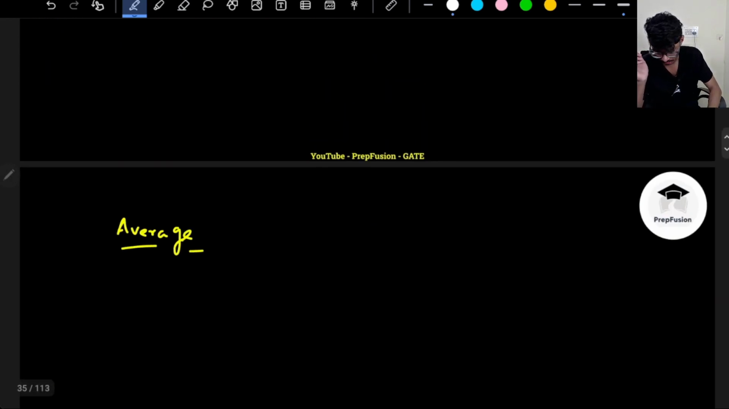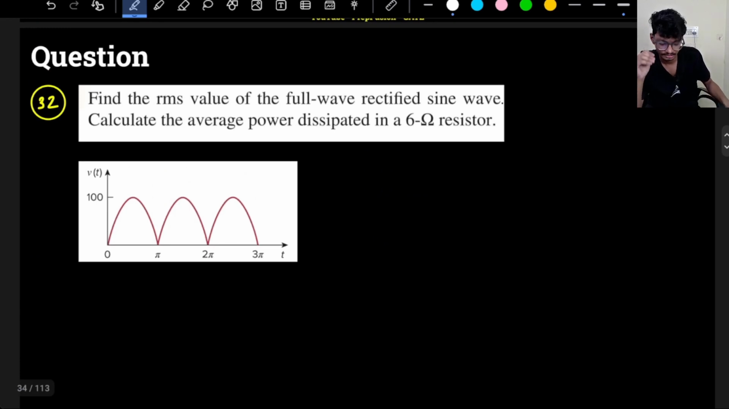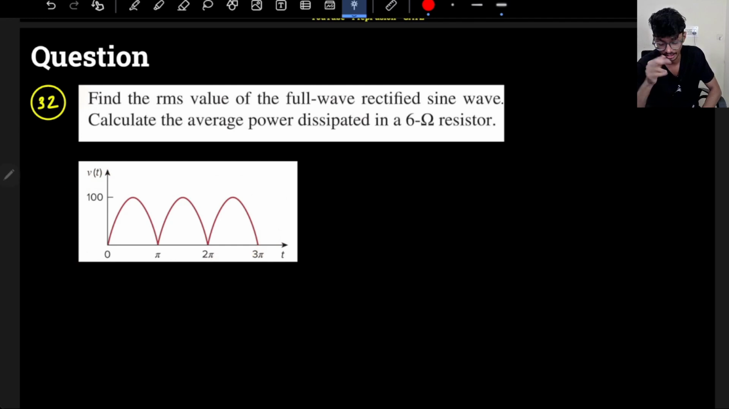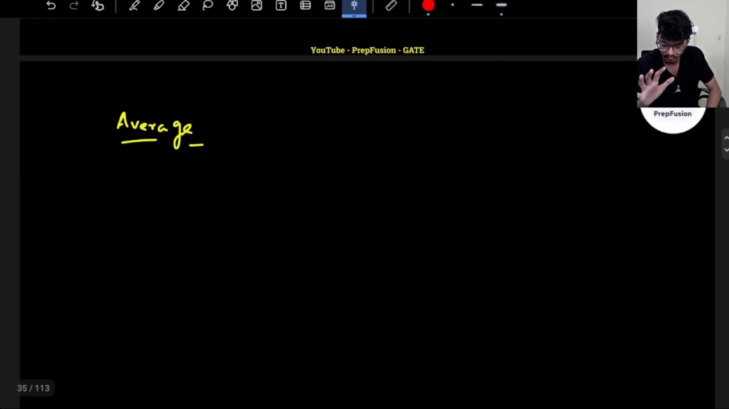In the next question, again we have to find the RMS value of this waveform, and also the average power dissipated in the resistor. This is a new waveform for us, so we will dive a bit deeper. We will also derive the expression for average value because I have not derived it previously. A few standard waveforms are there whose average values you can remember, and all the others you can derive. I will tell you how to derive the RMS and average of other waveforms from these basic fundamental waveforms.